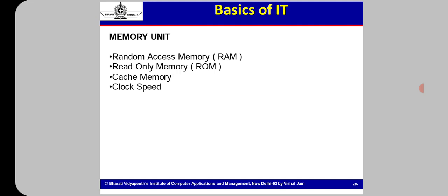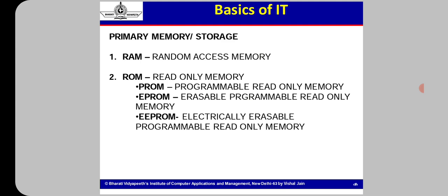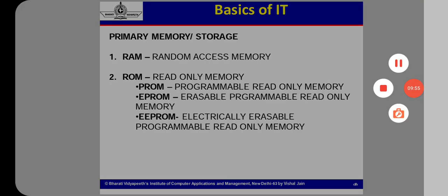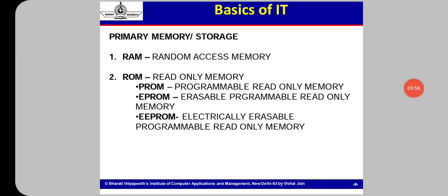So mainly memories are of different types, as we already discussed in the class, like random access memories or RAM, the second one is read-only memories, ROM, cache memories, and like that. So basically memories are divided into two types: primary memory or primary storage, and secondary memory or secondary storage. So what are primary memories? Primary memories are also known as the main memory of a computer.